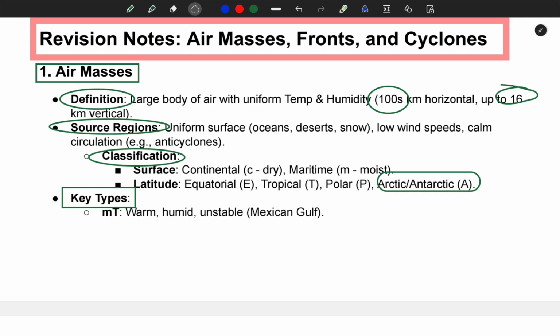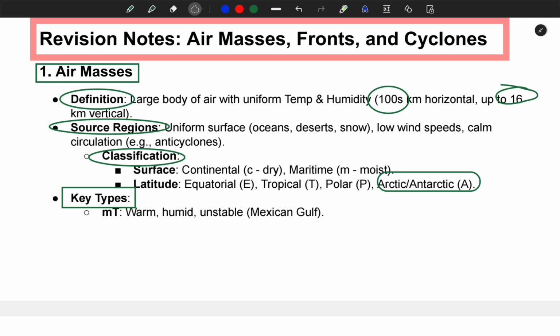So let's begin. Topic is air masses. Definition: large body of air with uniform temperature and humidity, 100 km horizontal up to 16 km vertical. Source regions: uniform surface, oceans, desert, snow, low wind speed, calm circulation.